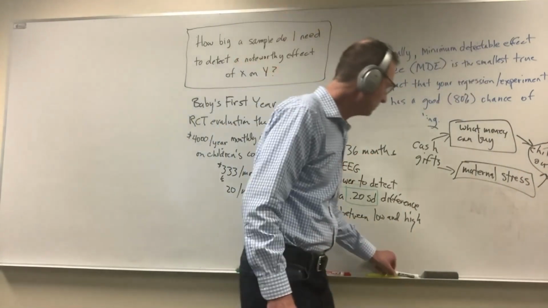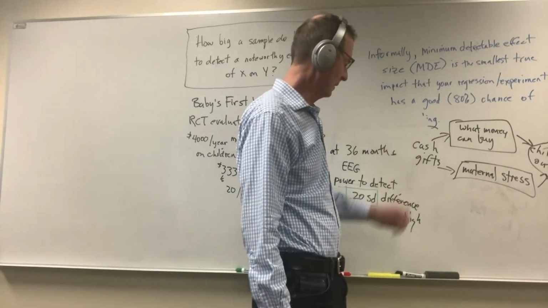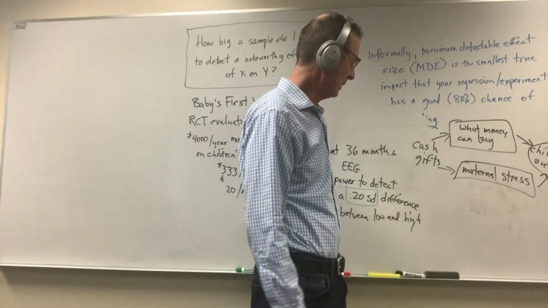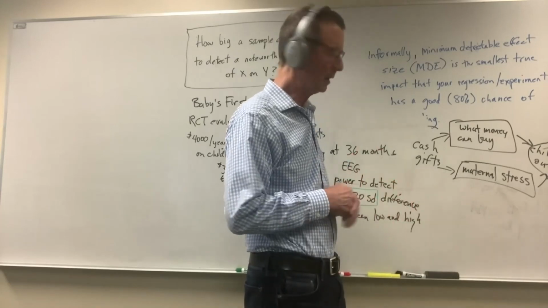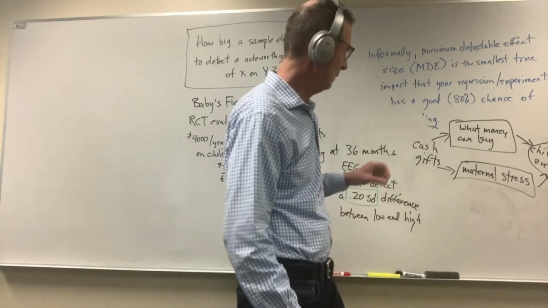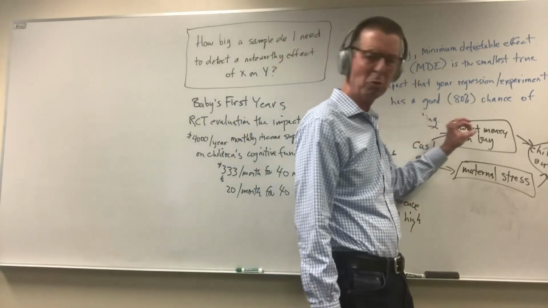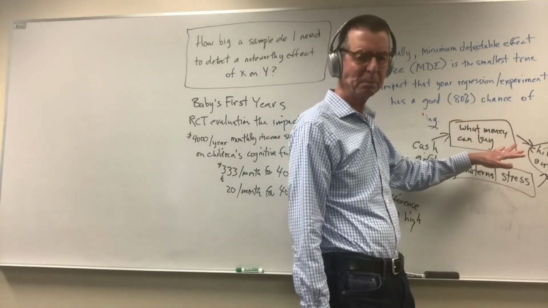So the idea of what money can buy: if you're able to buy books for your child, or if the money can be used to prevent eviction and a lot of other terrible things that often happen to low-income families. If that monthly payment can smooth out those potential problems, children could benefit from that.